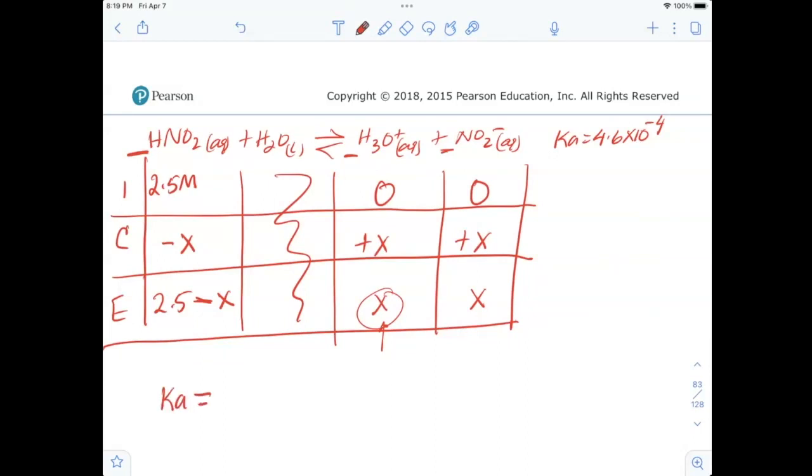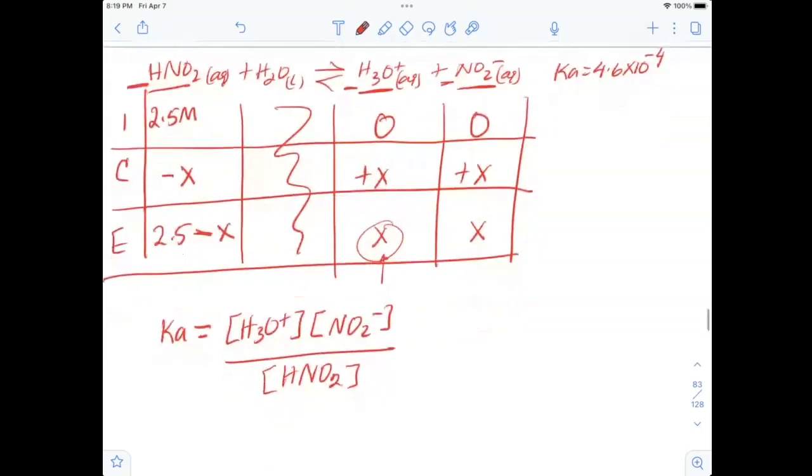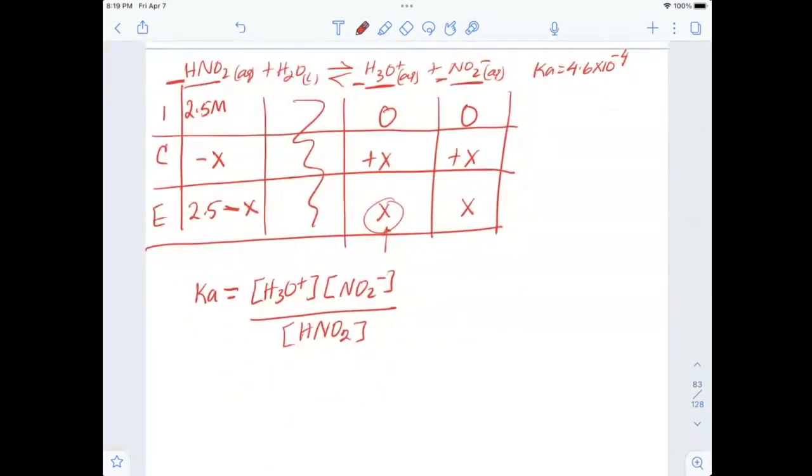Okay. Ka, work on your equilibrium expression, is H3O plus, this product, times the other product, NO2 minus, divided by this HNO2 concentration. We want the equilibrium amounts, right? So before I continue, I want to see if the 5% rule passes. So once again, say 4.6 times 10 to the negative 4 divided by 2.5. We're not very sure with this one, so we'll check.